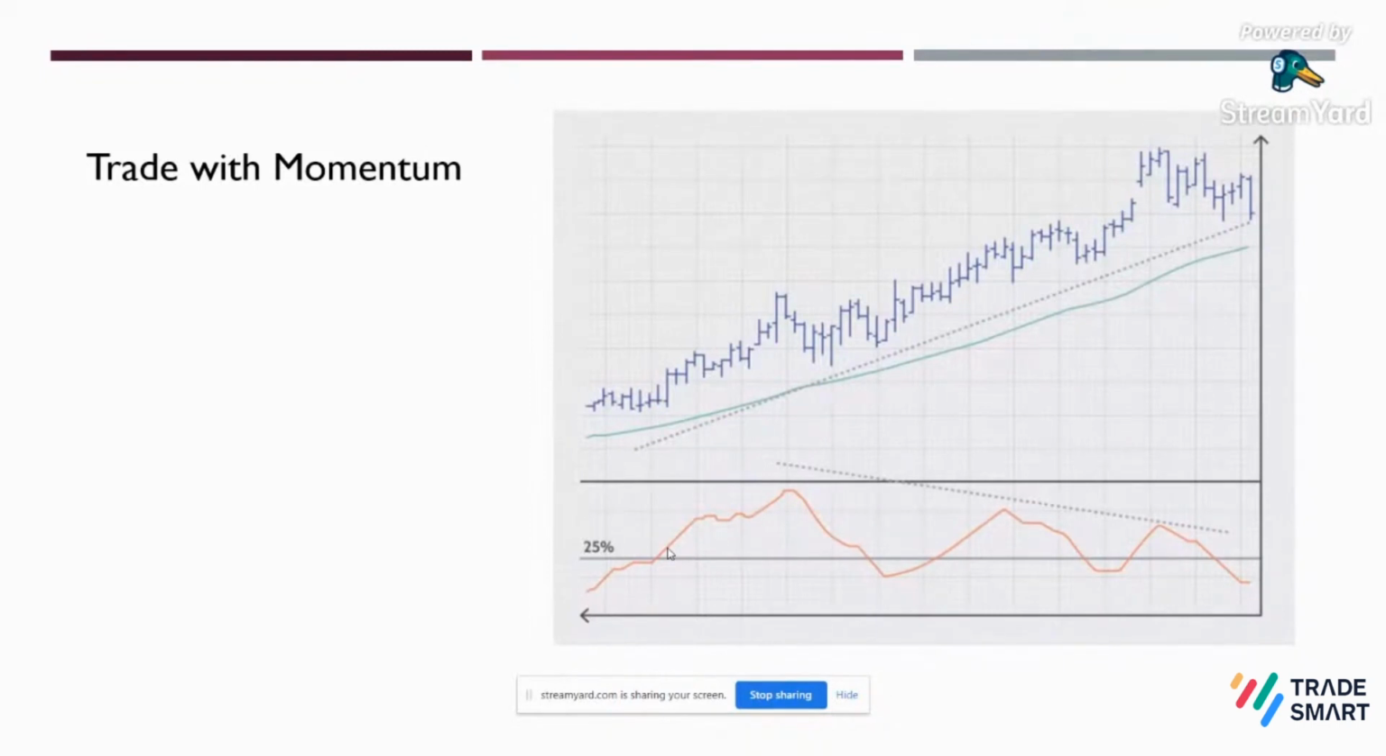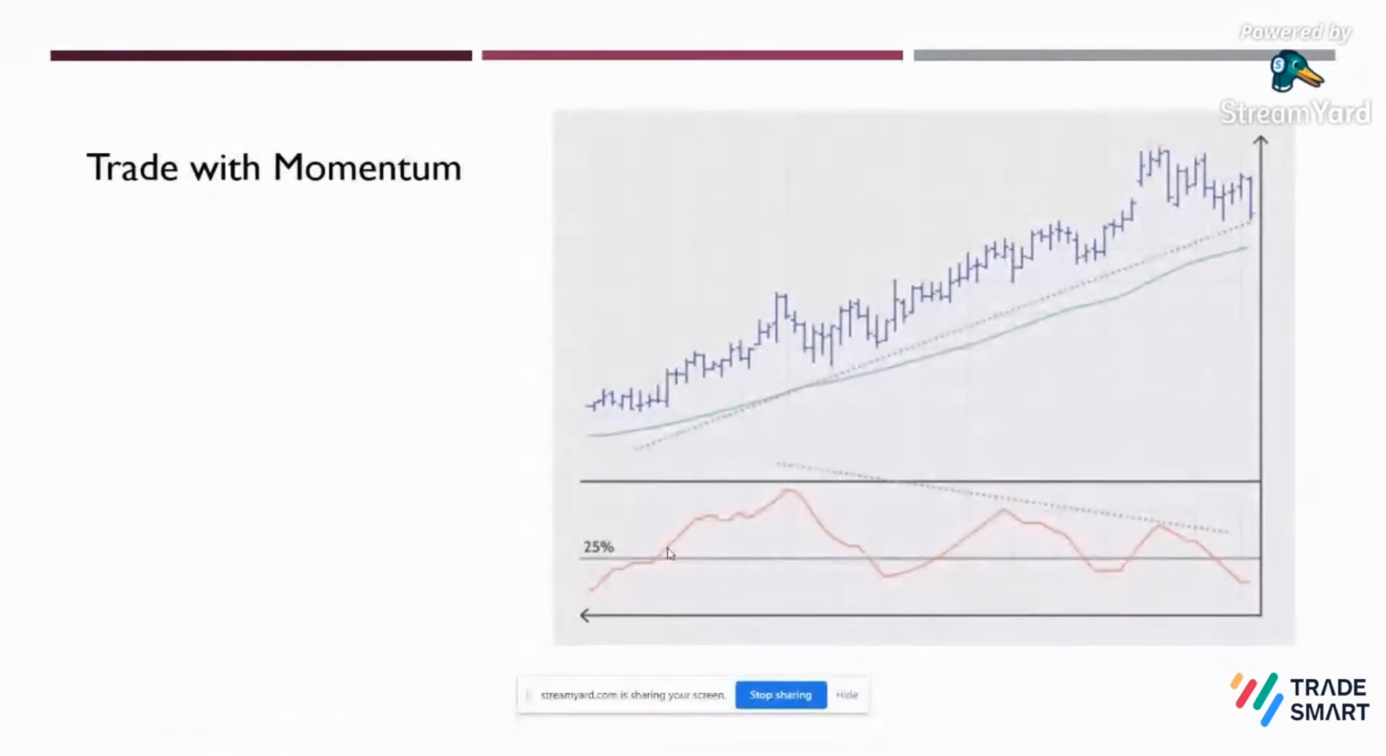ADX tells you when breakouts are valid by showing when ADX is strong enough for price to trend after the breakout. As I just described, when ADX rises above 25, price is strong enough to continue in the direction of the breakout, as we discussed just now.